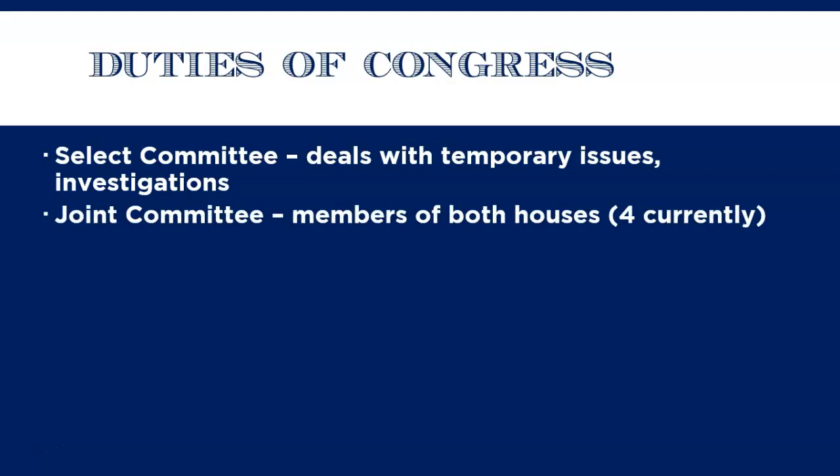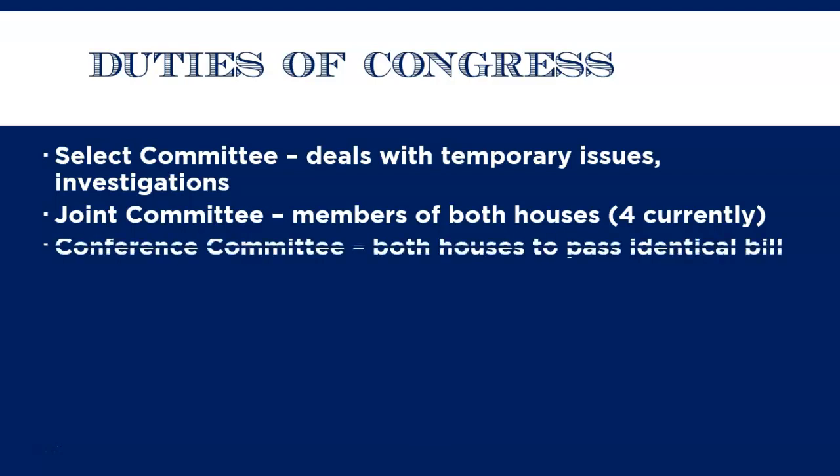Then you have a joint committee. This is made up of members of both houses. There are currently four different joint committees. They hash through things that are needed. People from both houses are needed to discuss certain things.